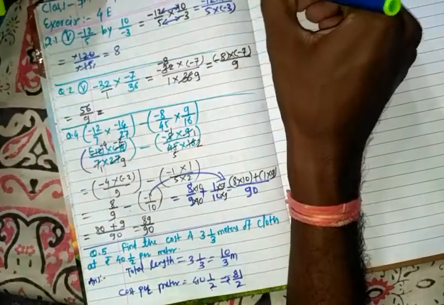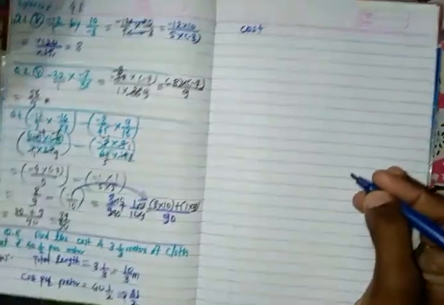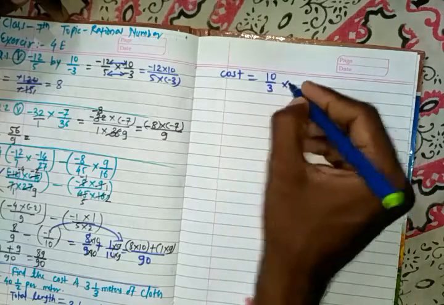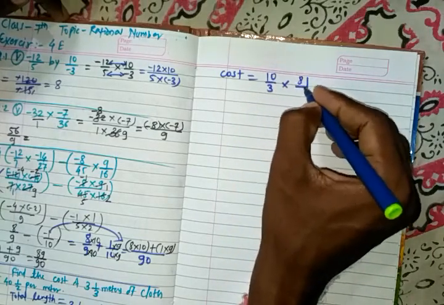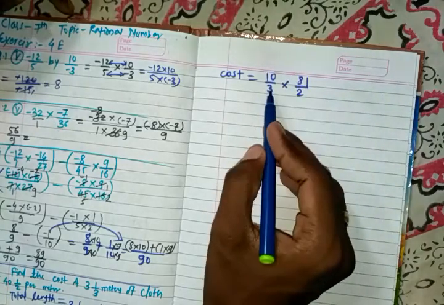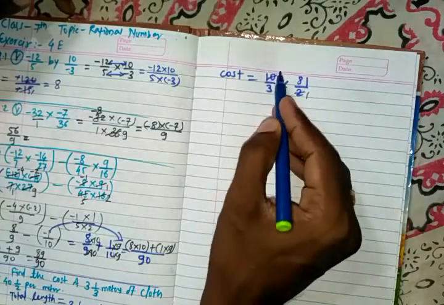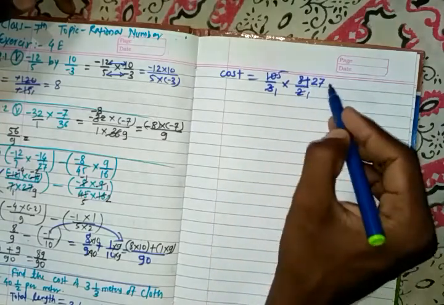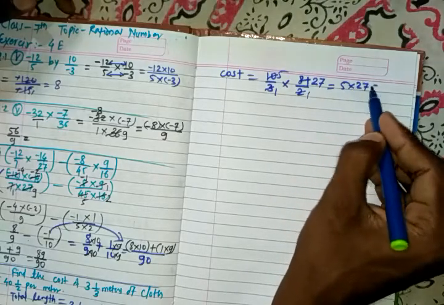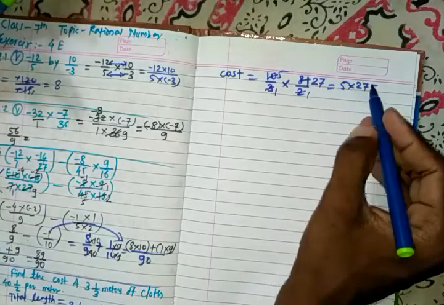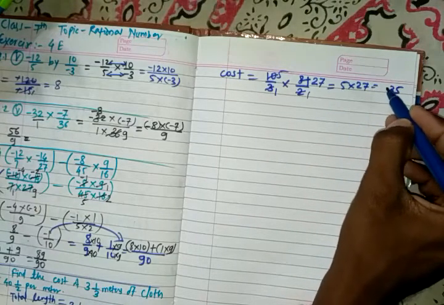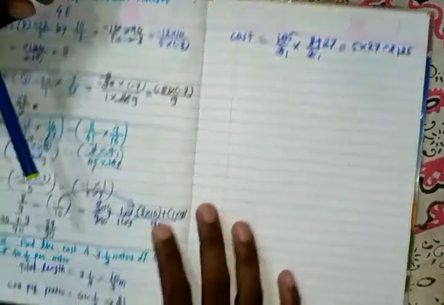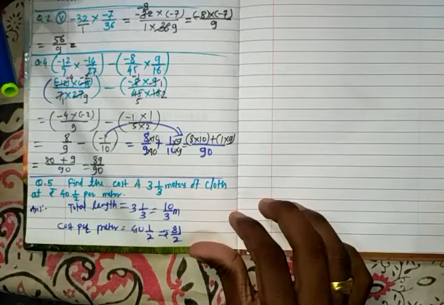So the cost is equal to 10 by 3 into 81 by 2. Now we can simplify by 2: 2 ones are 2, 2 fives are 10, 3 ones are 3, 3 twenty-sevens are 81. So 5 into 27, that is 135. So the total cost is rupees 135.